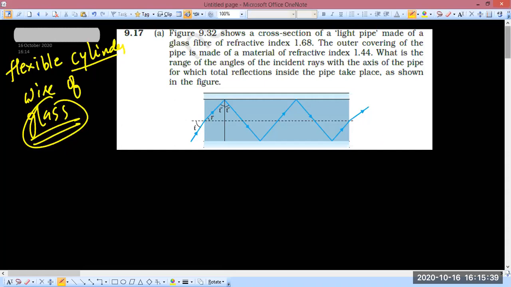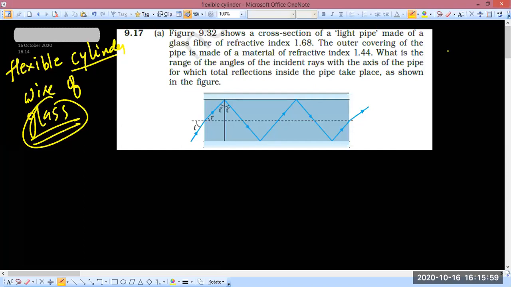Anyways, so figure shows a cross section. Yes, Sorali, it would be similar, right? I'm not so sure it would be exactly that fiber, but it would be something similar.